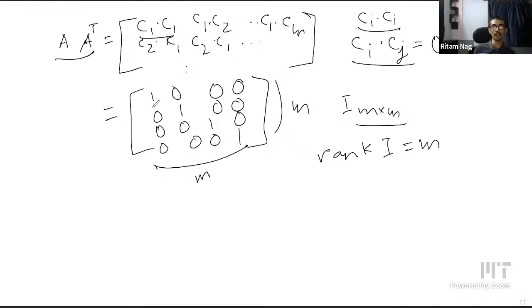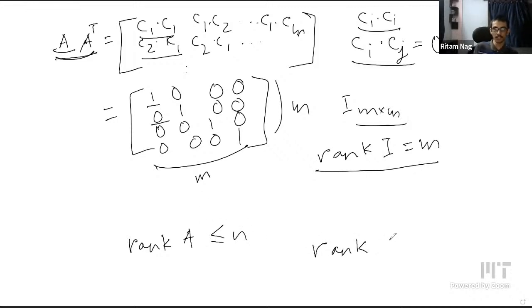Because Ci dot Ci is 1 and Ci dot Cj is 0. So the entries on the diagonal are 1 and the off-diagonal entries are all 0. This is because the entries are the dot products. And the rank of this matrix is m, but the rank of these matrices is at most n, since A is an m cross n matrix, so it's known that rank A is less than or equal to n. And these are some well-known results. I'll discuss rank tomorrow, so don't worry.